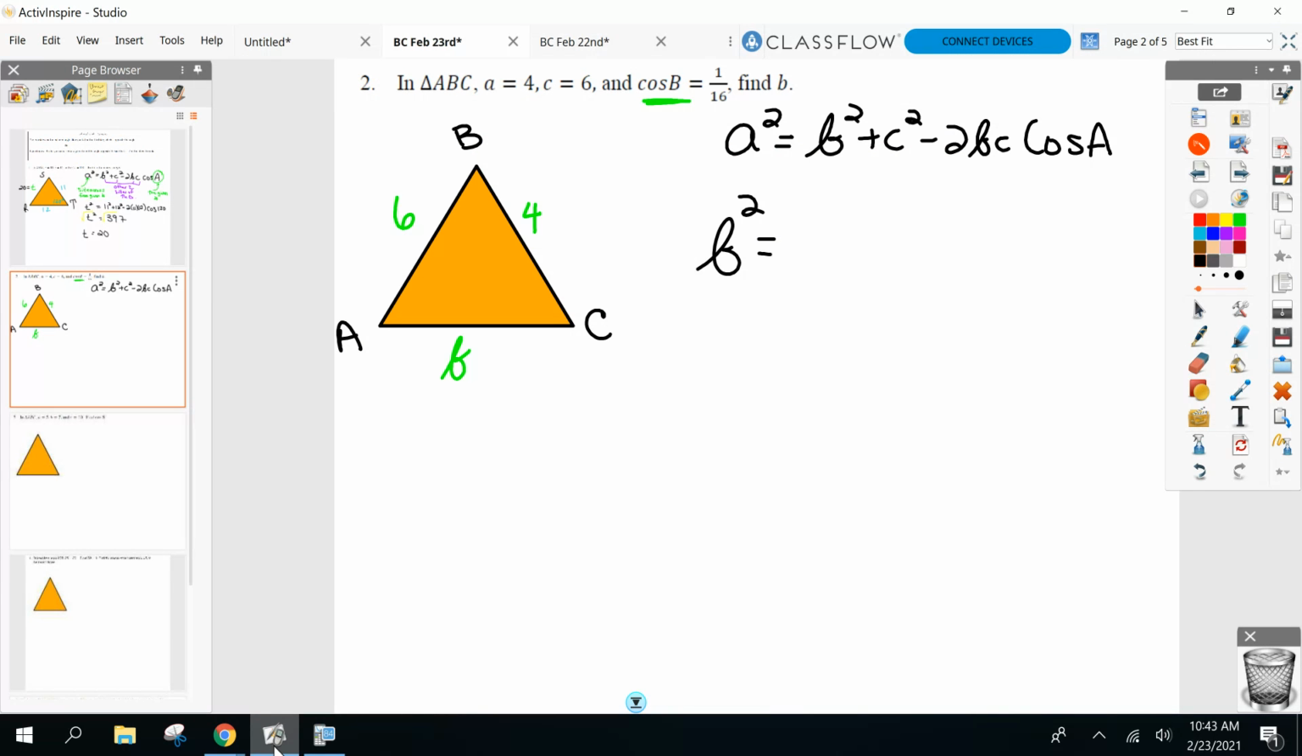6 and 4. Okay, here we go. 6 squared plus 4 squared minus 2 times 6 and 4 still. All right, now, here we go. This is where it's different than the first problem because I don't want to plug in cosine of 1/16. I know the cosine already, don't I? I gave it to you. What's the cosine of B?